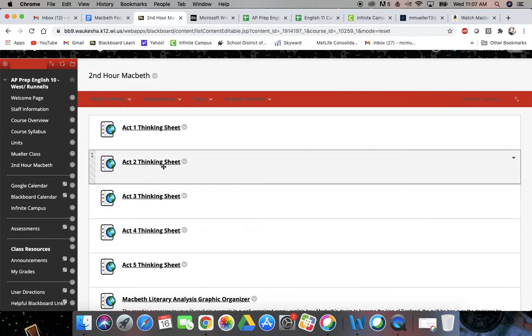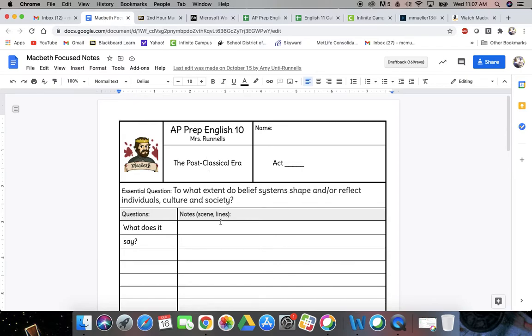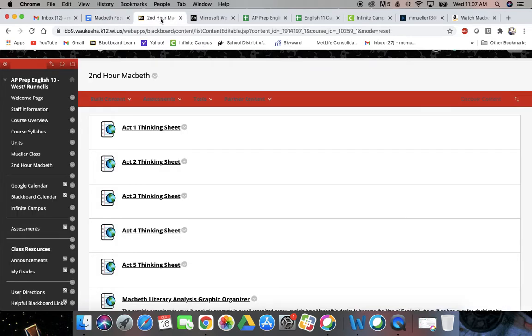Now, just to preview before I get into this, a while ago you were asked to take a look at these focus note sheets, taking a look at this essential question of how belief systems help shape individuals, or maybe how individuals shape belief systems, things along that line. And you wrote a bunch of notes, and that was a great way for you to start understanding and diving into Macbeth. But now it's time to take the information you thought about to another level. So here's what I did for you.